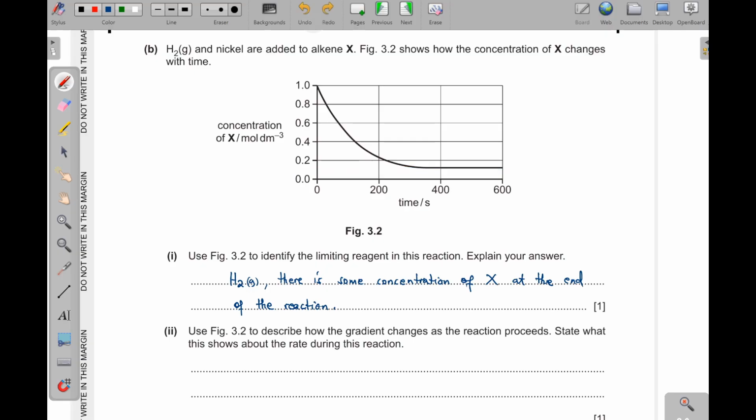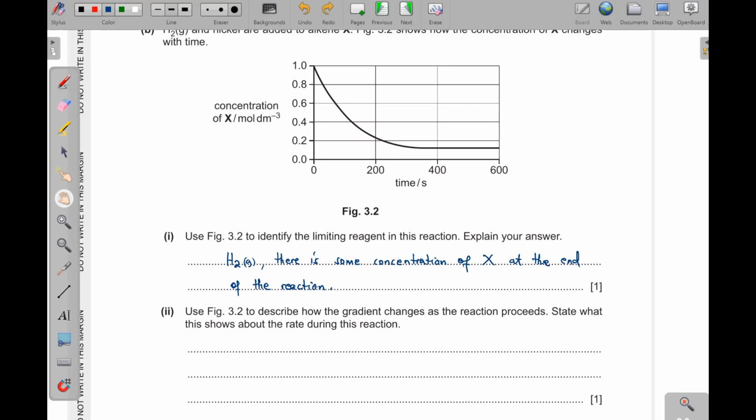Like I said here. Okay, then Roman 2, they're saying use figure 3.2 to describe how the gradient changes as the reaction proceeds. Of course, the gradient is decreasing. At first here, it is very steep. But as you go on like this, when you are drawing lines, if a line is like this, that means in here you are seeing, for a very short increase in the X, a drastic decrease in the Y.